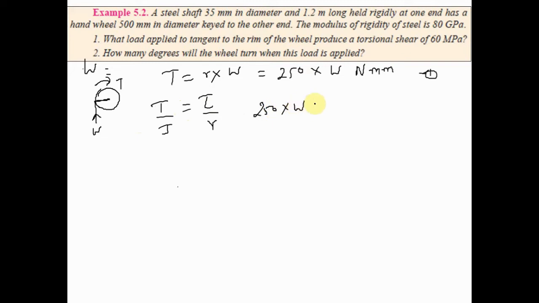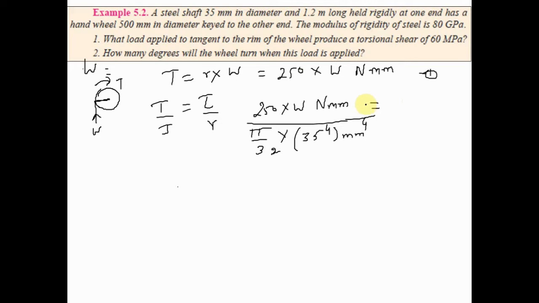The unit you have to be careful with: it is Newton millimeter, whole upon J. Now J is pi by 32 d to the power 4. So we can write pi by 32. Now the diameter will be taken of the shaft. The diameter is 35, so 35 to the power 4, and this will be millimeter to the power 4.